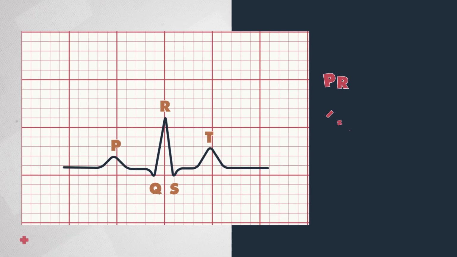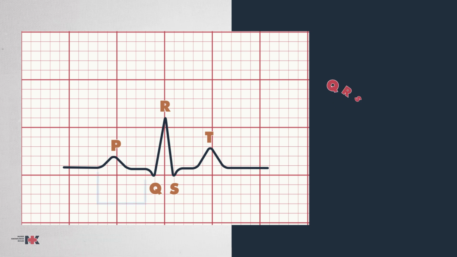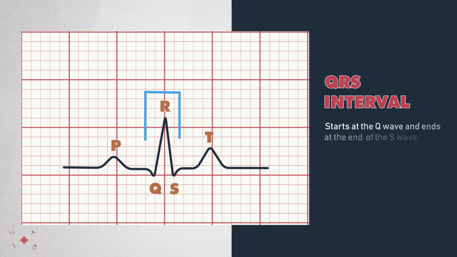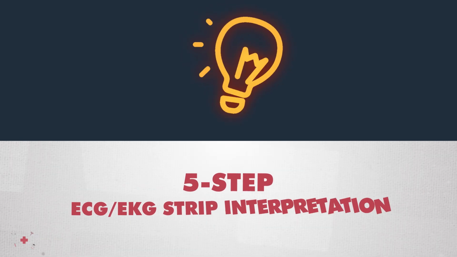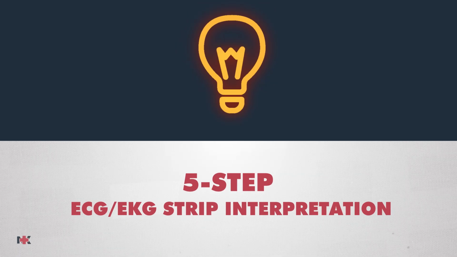From this, we can determine the PR interval by measuring the distance from the start of the P wave to the beginning of the QRS complex, and then the interval of the QRS complex, which starts at the Q wave and ends at the S wave. We are ready to dive into the 5 steps to interpret an ECG and EKG strip. These steps will help you analyze any rhythm.